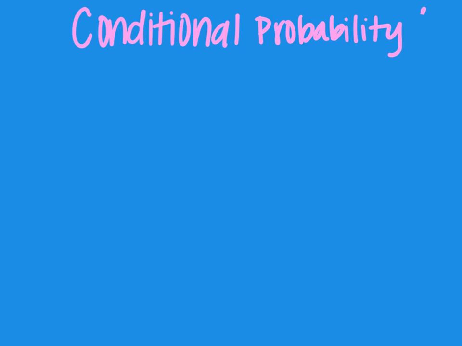Okay, the next thing we'll talk about is conditional probability. This probability deals with something occurring given that something else has already occurred.